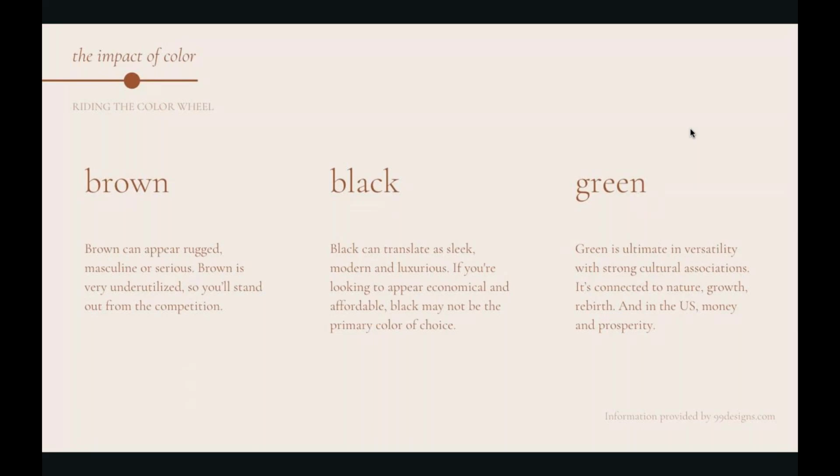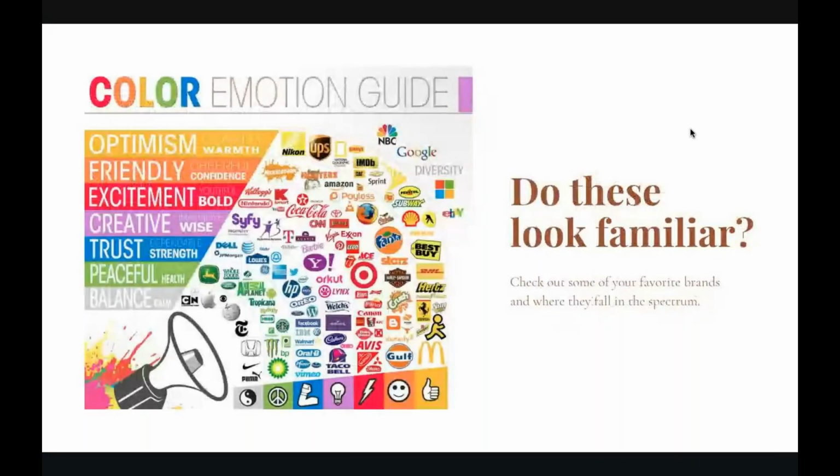And then there's green. Green is ultimate in versatility with strong cultural associations. It's connected to nature, growth, rebirth, and in the US, of course, money and prosperity. So this graphic shows some recognizable brands and how their logos fall within the color spectrum. Now, some of these adjectives we may no longer link to certain brands, depending on recent unethical decisions they may have made. But I imagine initially their decisions around color were made to evoke certain emotional responses.